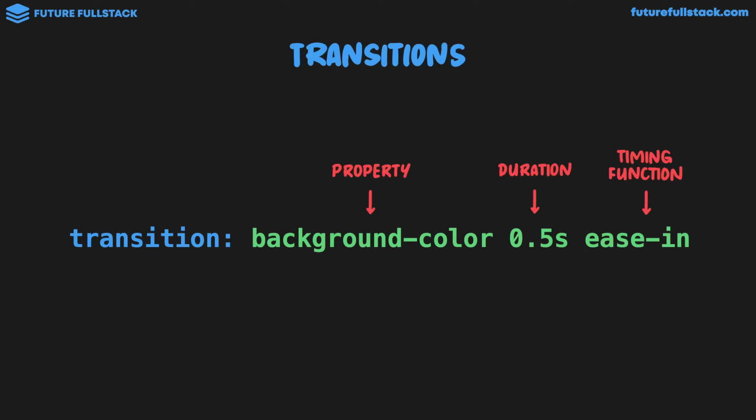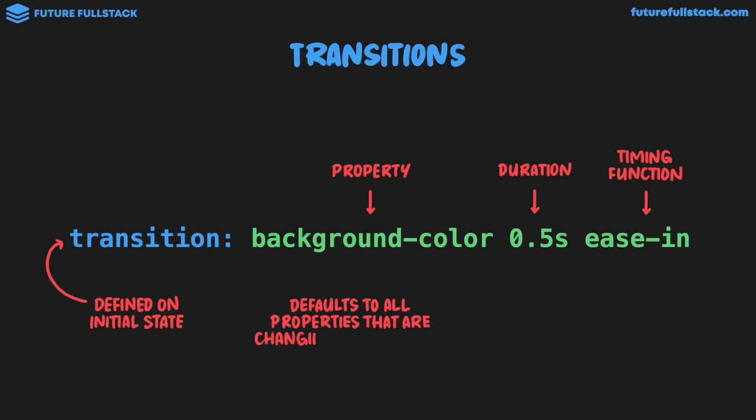Now, some important notes. The transition property is defined on the initial state. So not on the pseudoclass, but the initial state. The next note is that the property you specify defaults to all properties that are changing if not defined. So we don't actually have to provide a property that's undergoing the change. We can leave this blank. And what this means is that any properties that are changing between the initial state and what's in the pseudoclass will automatically all go through the transition.